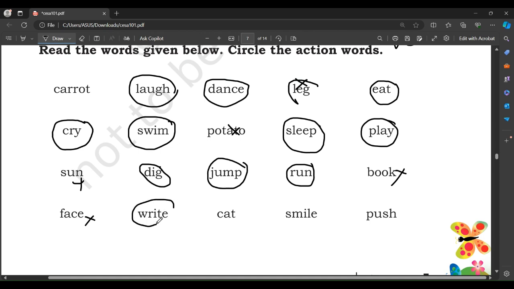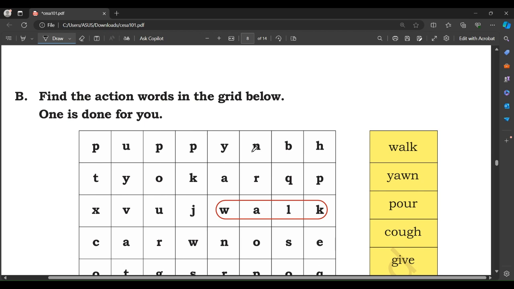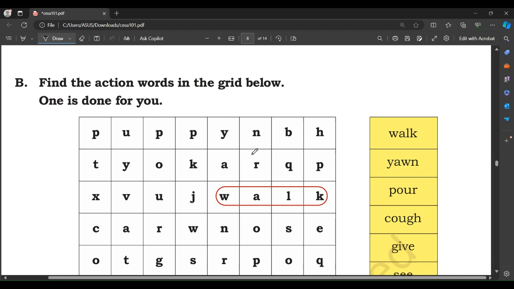Write, yes, write is an action word. Cat, no, it's not an action, it's an animal, right? Yes, smile is an action, push is an action. So these are the action words. The circle words are action words. Now can you find the action words in the grid below?